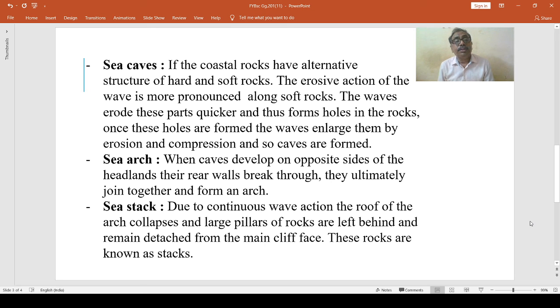Then sea stack. Due to continuous wave action, the roof of the arch collapses and large pillars of rocks are left behind and remain detached from the main cliff face.